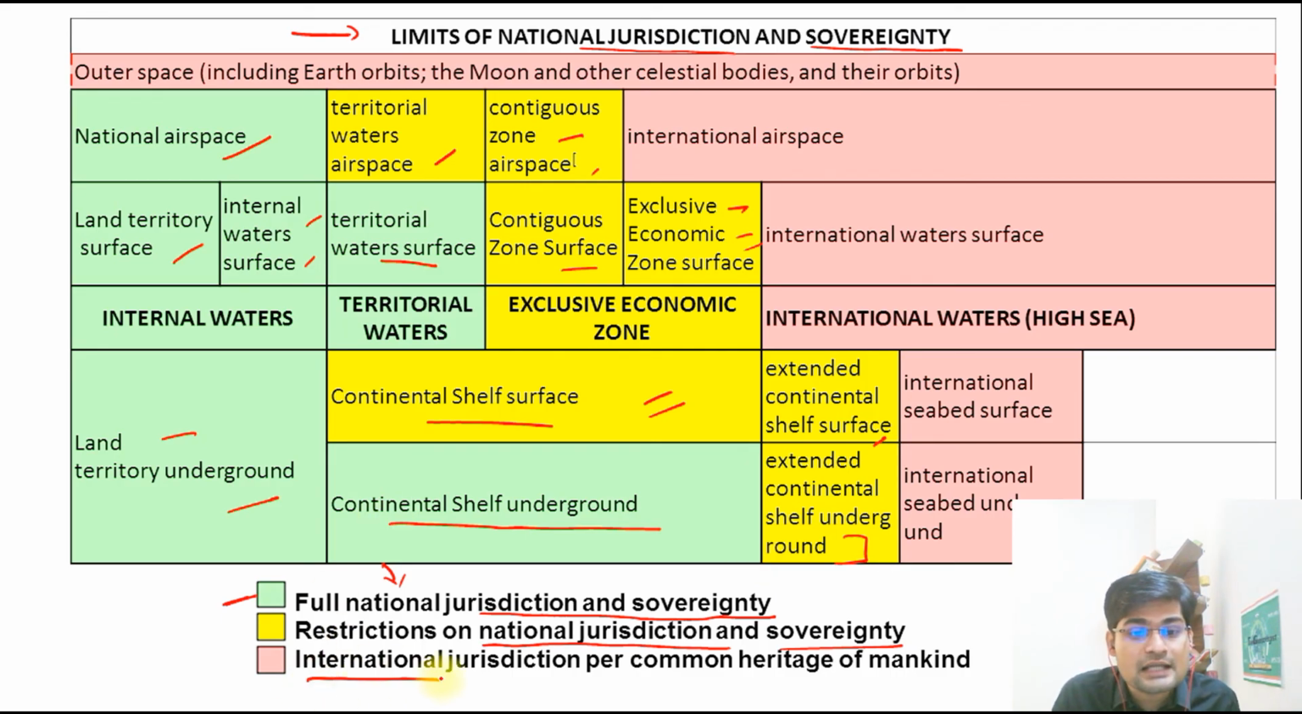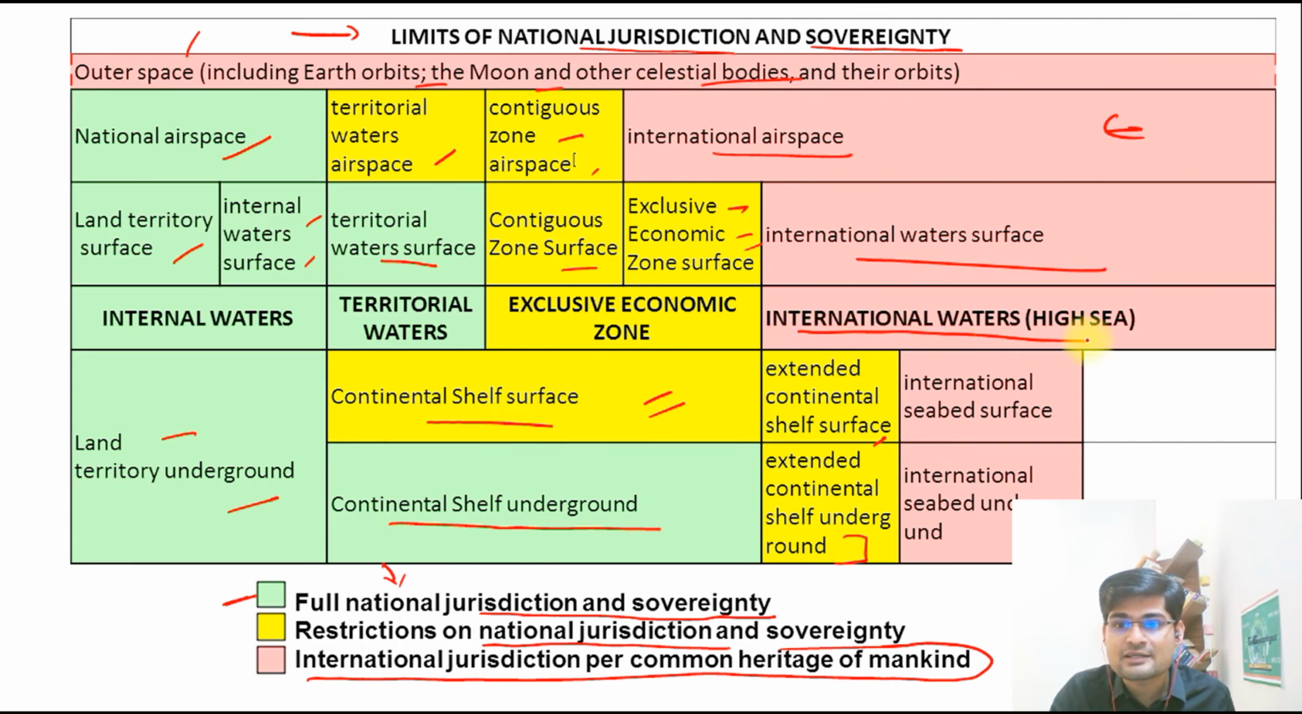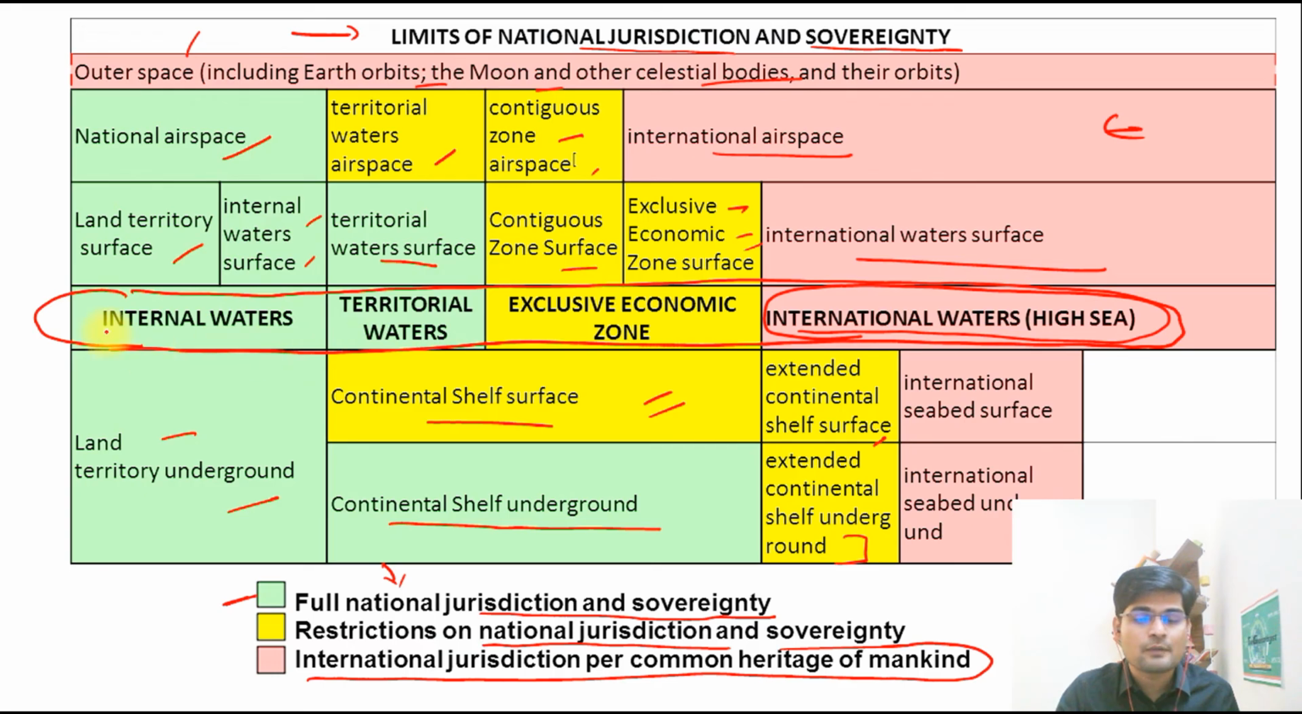And the international jurisdiction per common heritage of mankind is this pink zone if you observe. So outer space includes Earth orbits, Moon and celestial bodies. International space, international water surface, where you have international waters that is also called high sea. So this particular zone, if you observe, is what we are looking into in the law of the sea. So what you observe is that it is about all the space, but if you want to take down only the ocean part, what is this? Internal waters and territorial waters are full national jurisdiction part. EEZ is kind of a mixed one, right? And international waters, that is high sea, is a common resource for mankind. So that is important to remember in terms of the national jurisdiction and sovereignty given in this particular diagram.